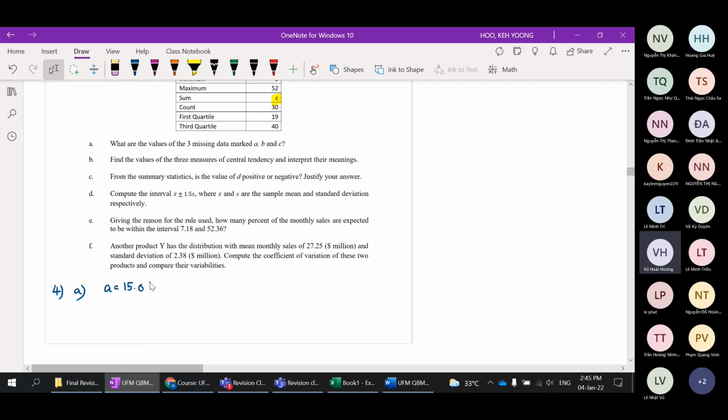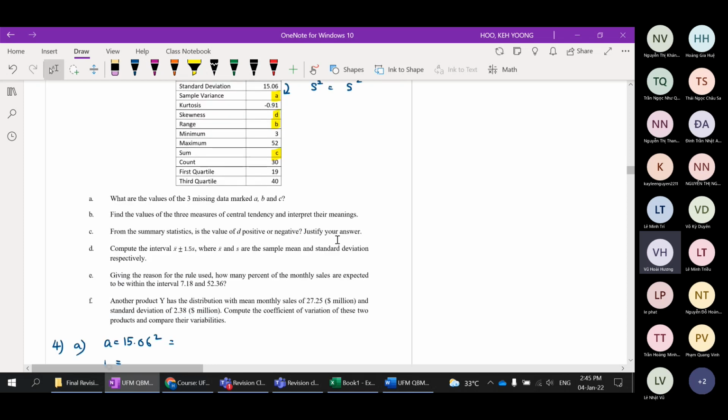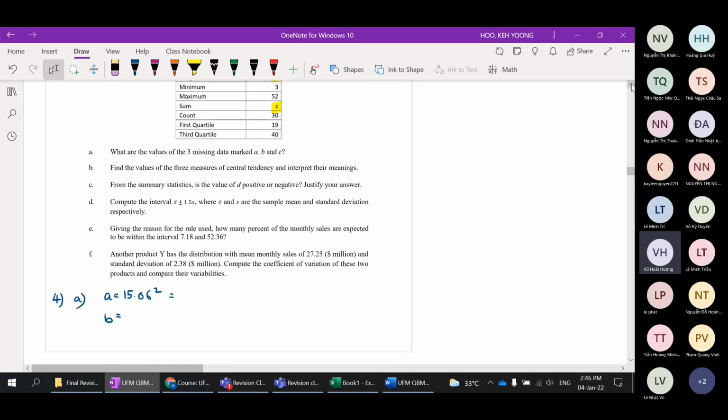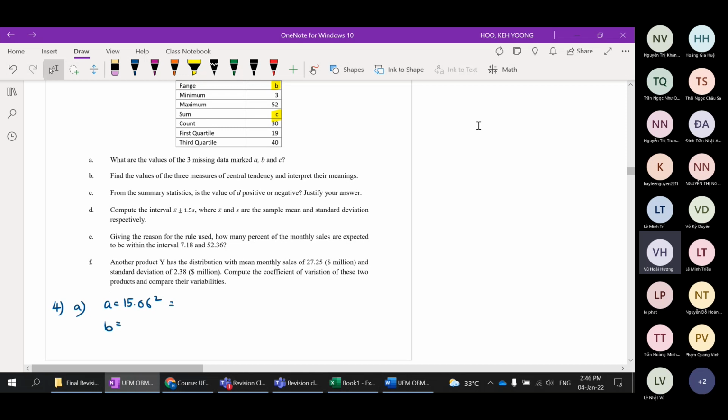Sorry, 15.06, square it. Then you got the answers right. How about B? Range. Yeah, so range is another value that we can calculate using the minimum and maximum values. Just now I mentioned the formula for range is maximum minus minimum. So 52 minus 3. Okay, that is a range already.